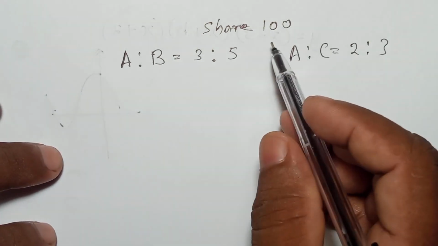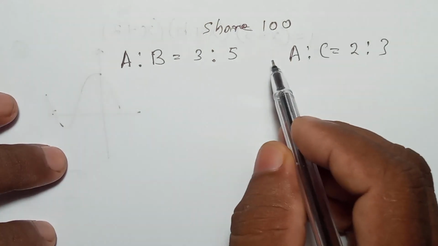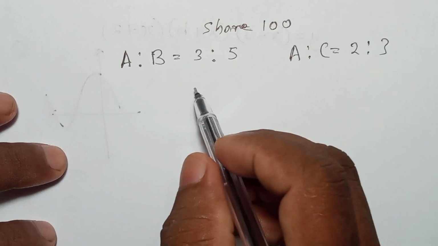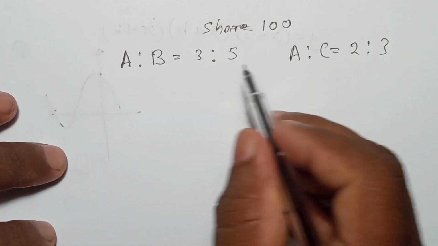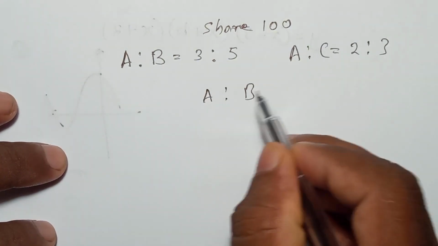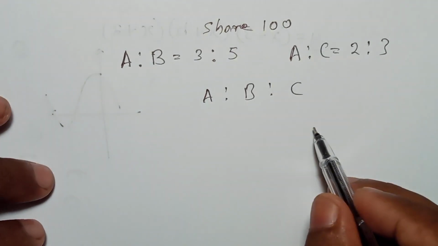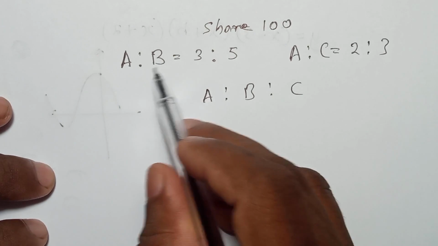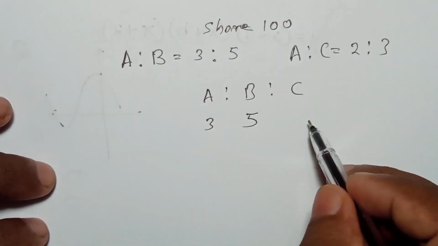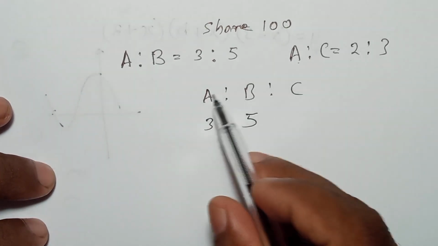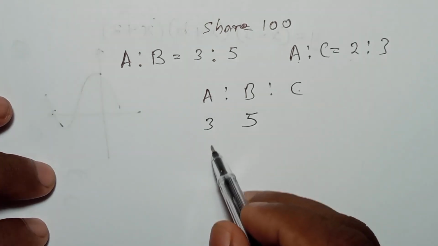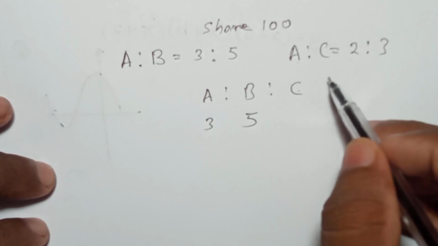So first of all here you have to combine all three with one ratio. This is the way you can do it. Now here there are three values, A, B and C, so we write it this way: A is to B is to C, right? Then in this ratio we have A to B, 3 is to 5, so let's write 3 to 5. In the next one we have A to C, 2 is to 3.